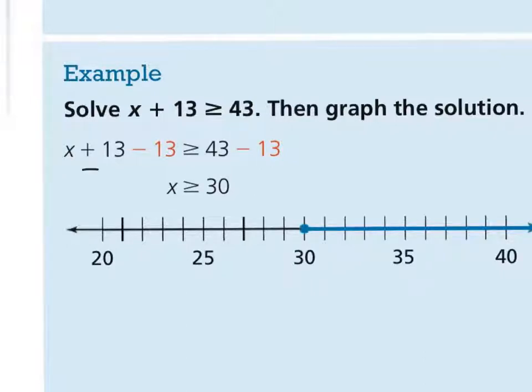Just a reminder, a slight difference when you show your work on these is, you know we normally do these underneath, showing the work underneath when we're working those out. And then once you've solved that, again, we're doing the same thing on both sides of the inequality. X is greater than or equal to 30.